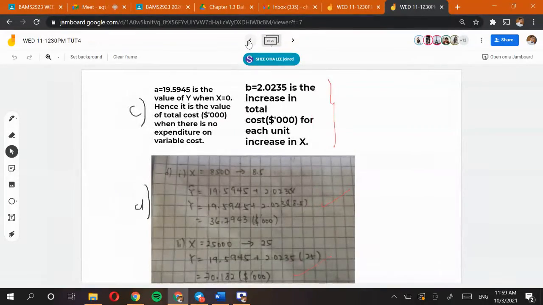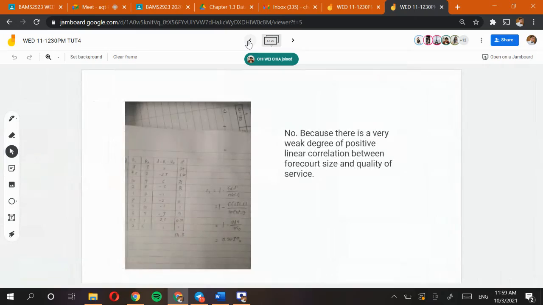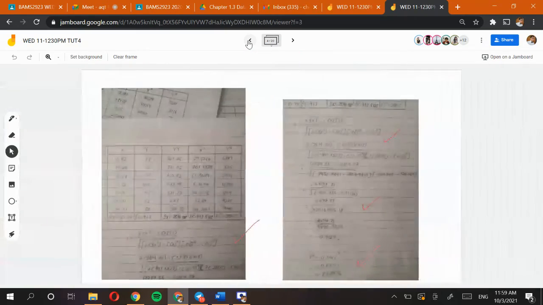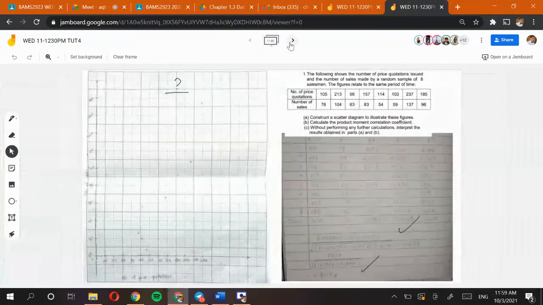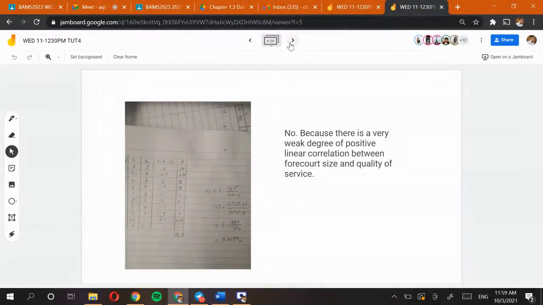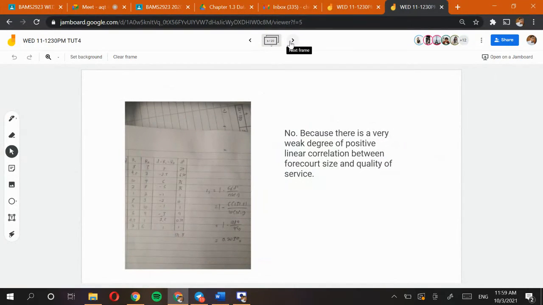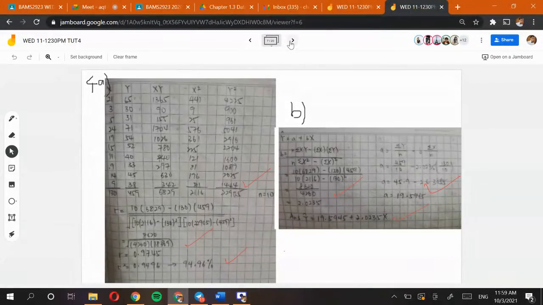You have to check the volume of sales, which one is more important, either service or price. After you calculate, you notice that price relationship is stronger, meaning the price of petrol is the more important factor in determining the volume of sales. Okay, clear or not? All right, write down the answer. Very good. This question, no problem for the calculation.